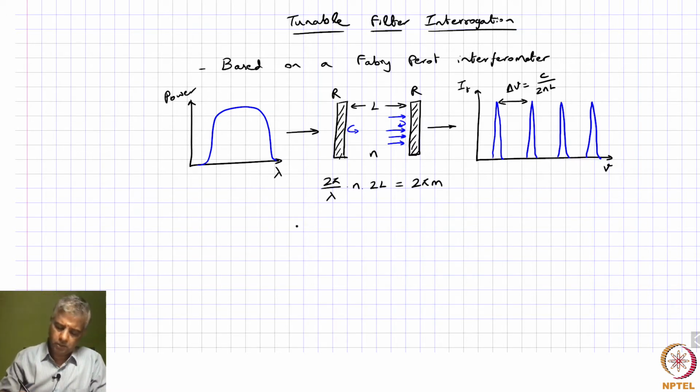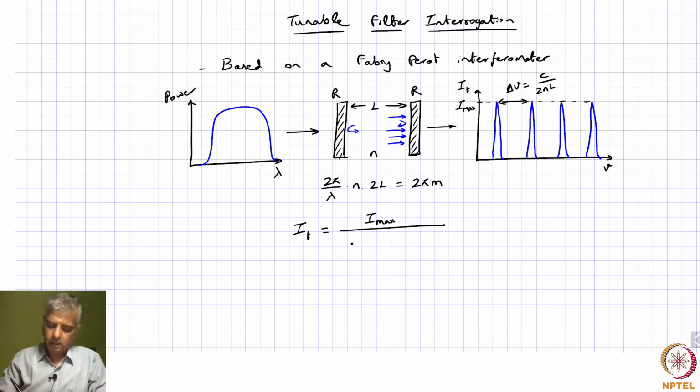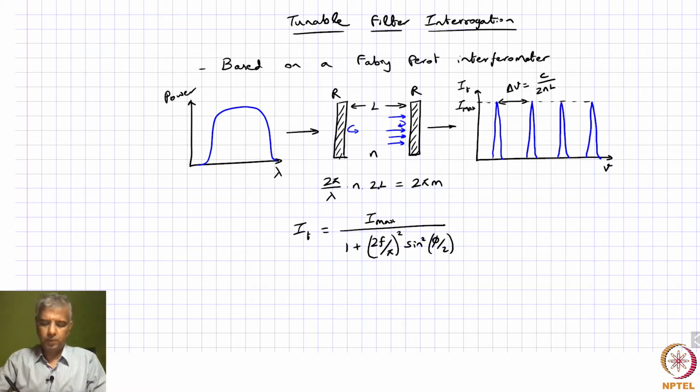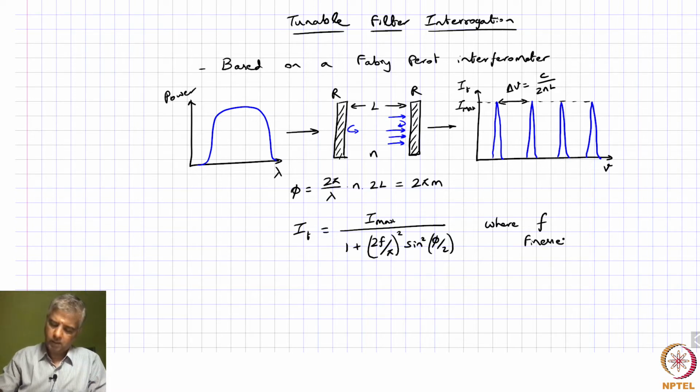And it can also be shown that when we look at the transmitted intensity, it goes through some maximum value that corresponds to these points over here, right. It goes to a maximum value, and then it's modulated by the function (2F/π)² and then sin²(φ/2), where φ is the round trip phase that's given by this. And the other thing that we have is F, which is called the finesse of the cavity, given by π√R divided by 1 minus R.